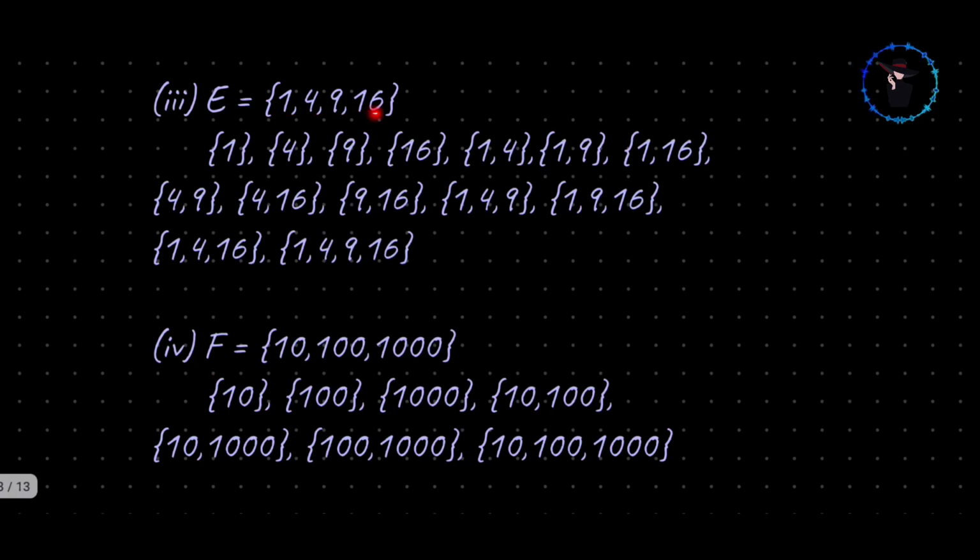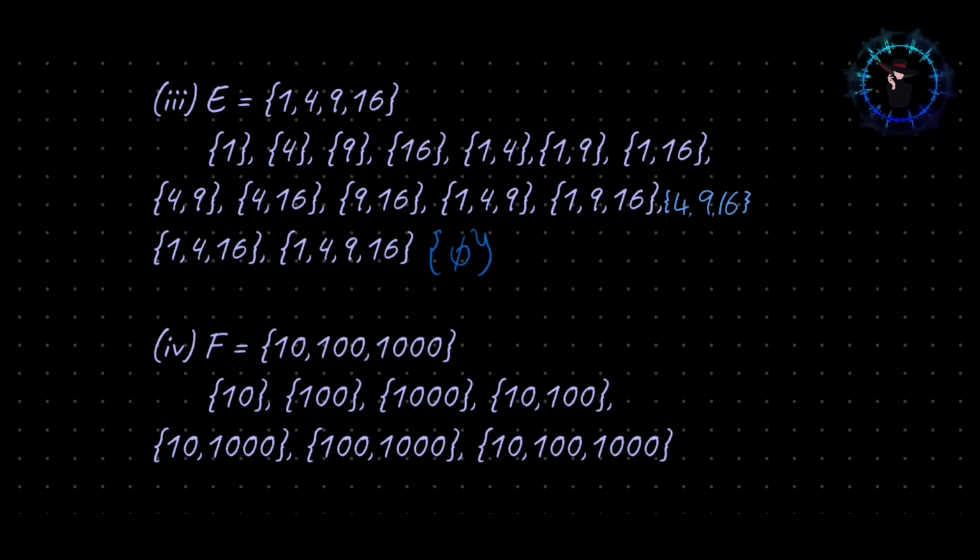Next one, 1, 4, 9 and 16. We have 1, 4, 9, 16, 1 and 4, 1 and 9, 1 and 16, 4 and 9, 4 and 16, right? Then again 1, 4, 9, 1, 9, 16, 4, 9, 16, and 1, 4, 16, and 1, 4, 9 and 16. This should also include a null set as well, right?